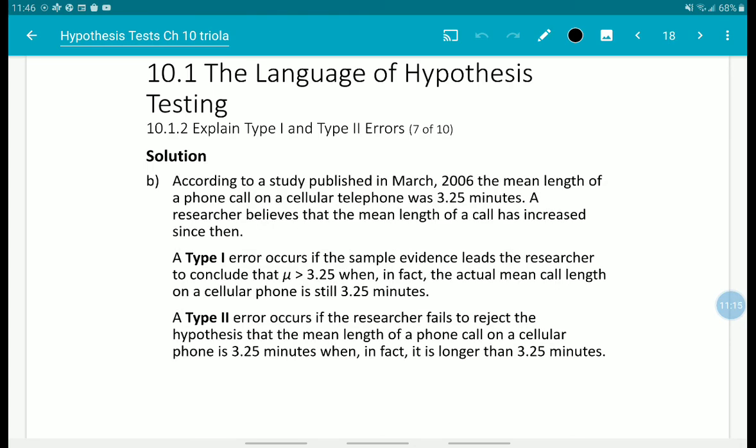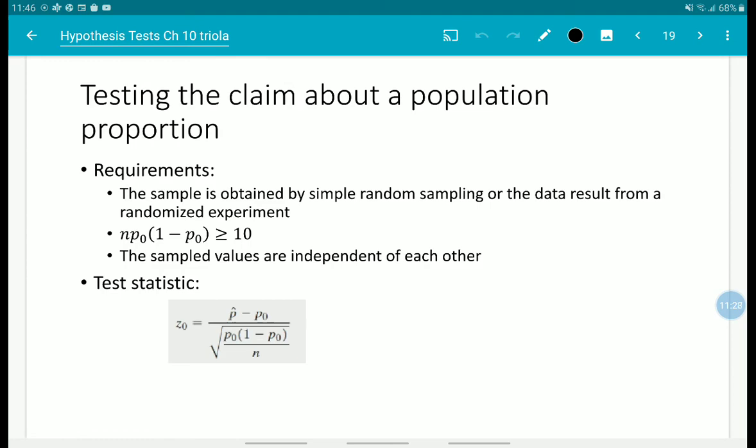So then we could go through and we could analyze part B2. I'll let you have some time to read through these slides and make sure that those make sense. So in the next section, we're going to start talking about testing the claim about a proportion and look at the process involved with that.